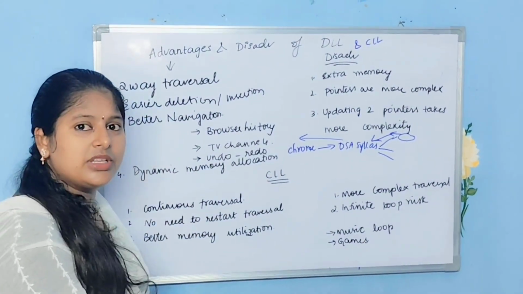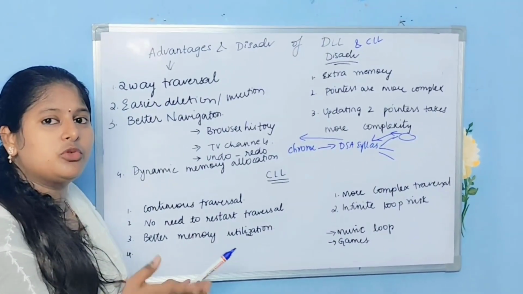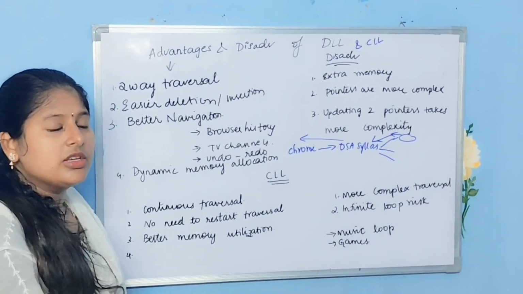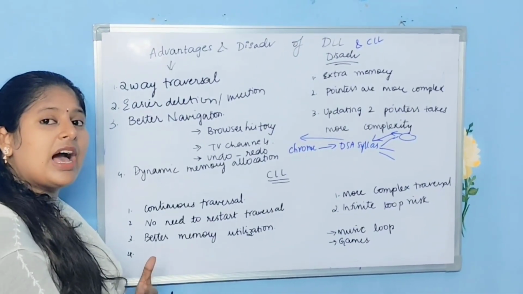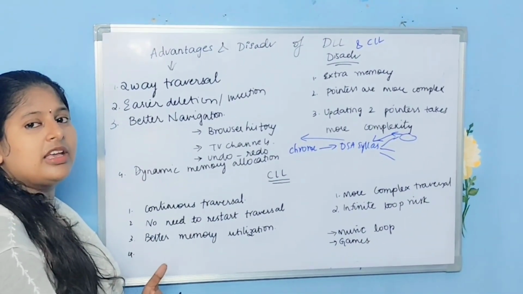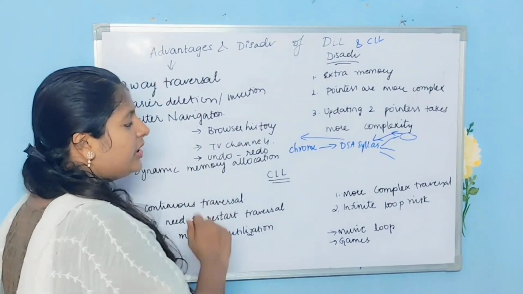I've already told you this. If I am at channel 3, I can move to my second channel or I can move to my fourth channel also. Okay. The same thing in a circular linked list is, after completion of my last channel, I can again go to my first channel. So, undo and redo operations.